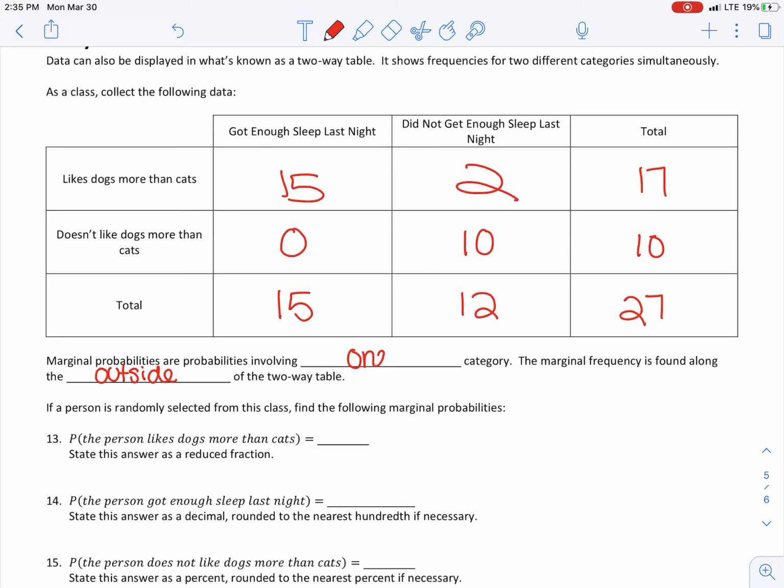Why can I not write here? I'm sorry, one category. Losing my mind.